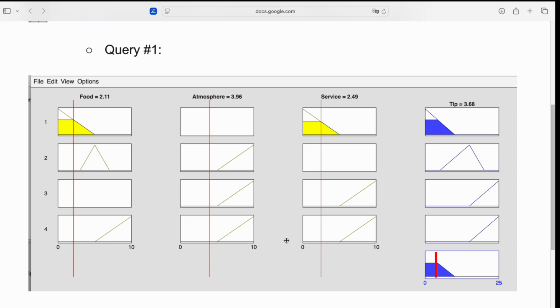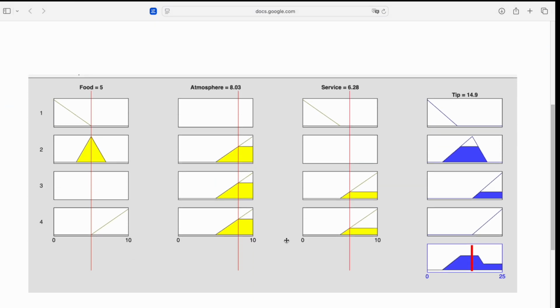Query number 2, we have that food is equal to 5, atmosphere is equal to 8, and service is equal to 6. The result was about 14.5, which corresponds to a medium tip. Here some inputs are average and some are good, so the system suggests a fair middle ground.